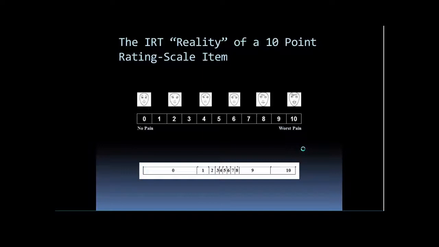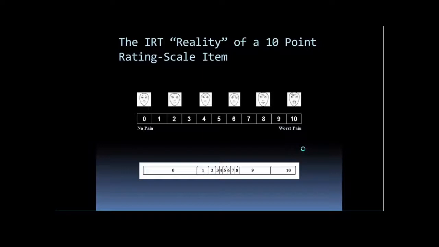Okay, let's also look at the IRT reality of a 10-point rating scale item. I'm never sure why we call it 10-point when it starts at 0, which to me means 11 points. We've all seen this FACES item. It's the most widely used outcome measure in the world. It's in almost every emergency room in the world. It's in many patient rooms. You can't get all sorts of treatment without saying, first, what's your level of pain today?